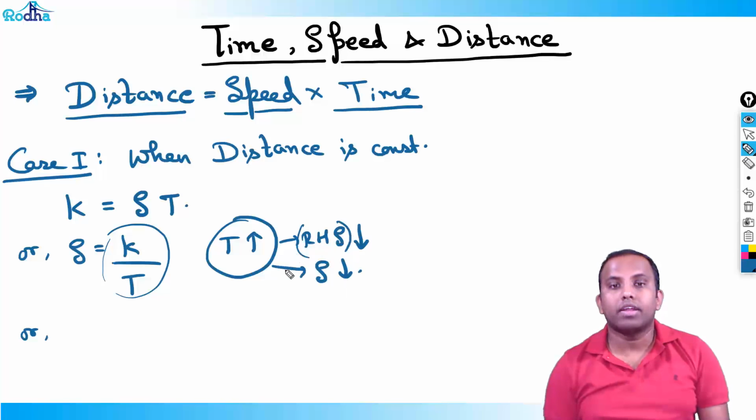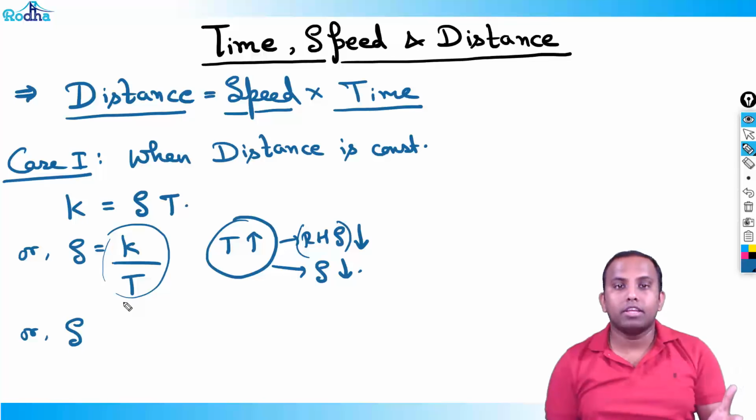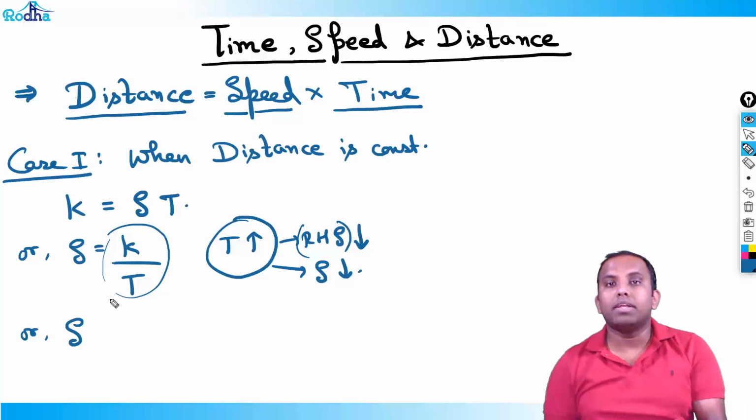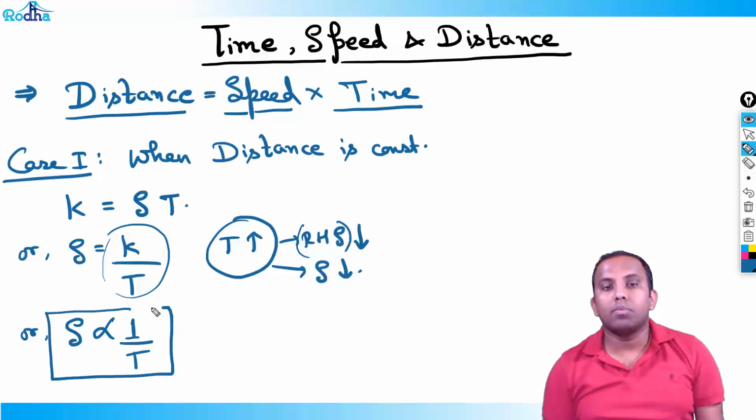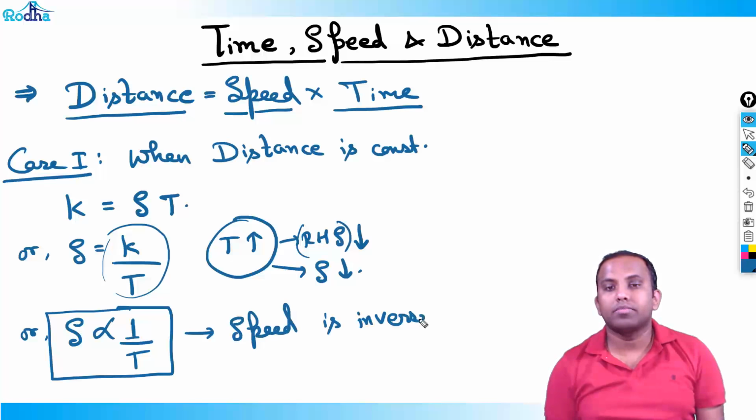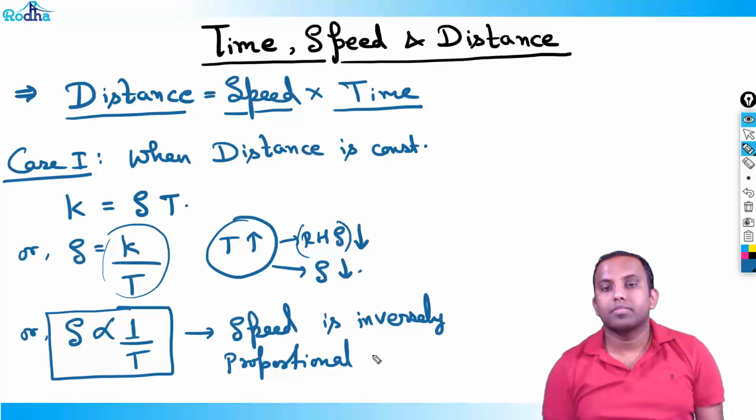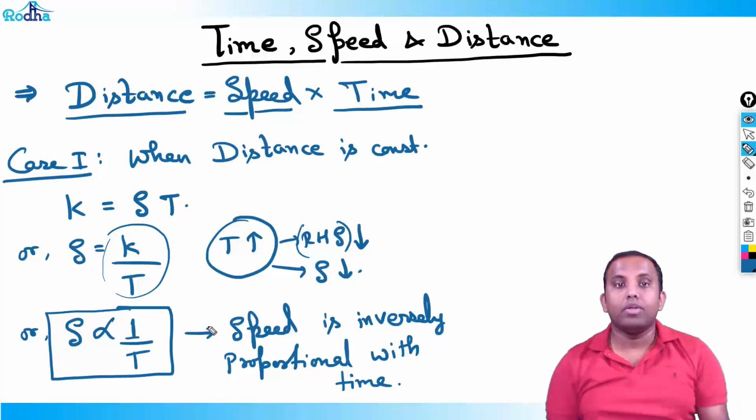RHS is the right hand side, so speed will also be less. That means if I increase time, speed will decrease, and vice versa. If I decrease time, the less the denominator, the greater the fraction. So if I decrease time, speed will increase. That means speed is inversely proportional to time. I write it like this: S is inversely proportional to time. Very important funda: speed is inversely proportional to time when distance is constant.